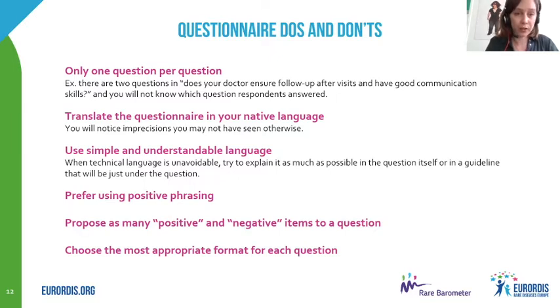Use a simple and understandable language. And if you need to use some technical language, try to explain it as much as possible in the question itself or just below the question, because people won't go into an annex to see what it means. If they don't understand it right away, that will be difficult. Prefer using positive phrasing, propose as many positive and negative items to a question, choose the most appropriate format for each question. And I won't have the time to go too much into detail for the different formats, but that's just some of the practical tips that I can give you. So maybe in the discussions, there will be more coming.